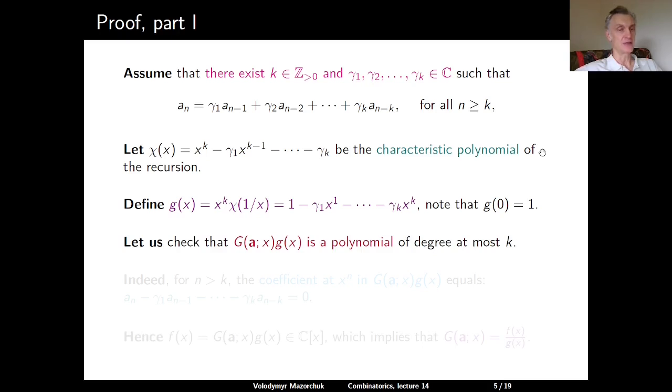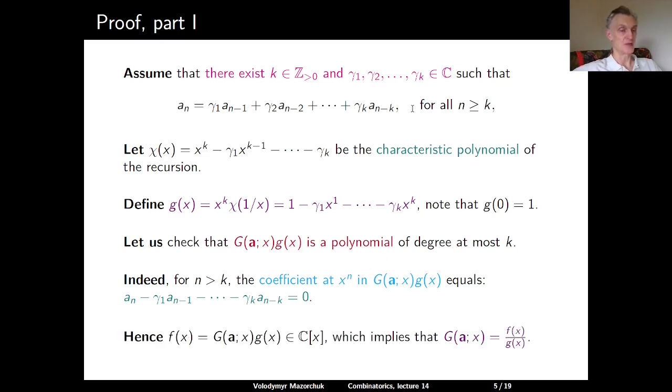Now we claim that multiplying the generating function for a with our polynomial g of x outputs a polynomial of degree at most k. Indeed, if n is greater than k, then the coefficient at x to the power n in this product, the generating function times g of x, equals a_n minus gamma_1 a_{n-1} coming from here, minus gamma_2 a_{n-2}, and so on, minus gamma_k a_{n-k} coming from here. And this is equal to 0 due to our recurrence. And this means exactly that f of x, defined as the generating function times g of x, is a polynomial.